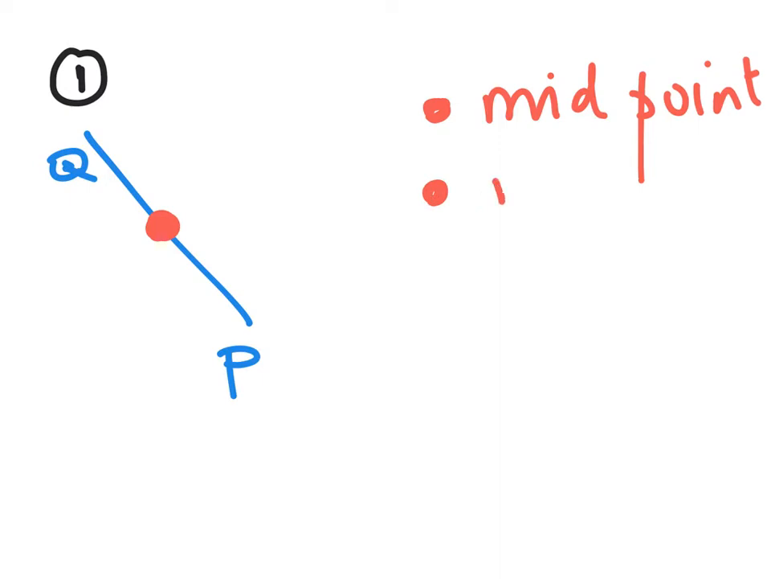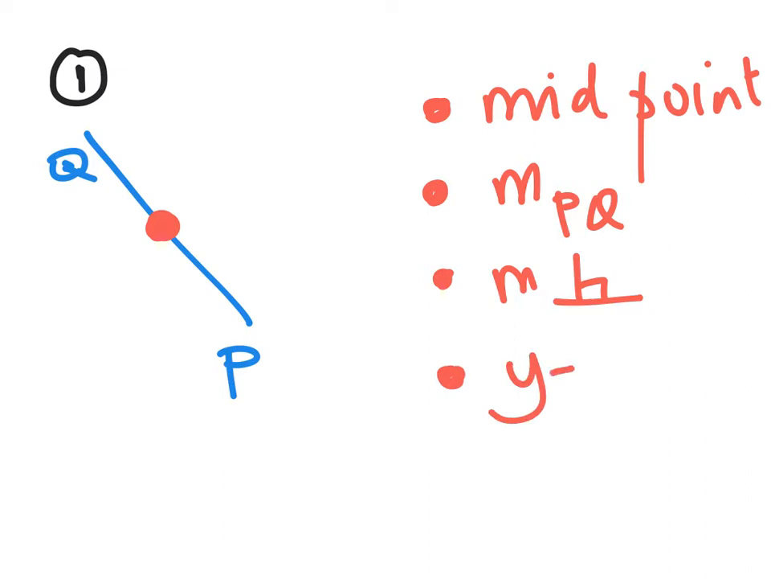Second thing we need to do is we need to find the gradient of PQ. Third thing is then find the perpendicular gradient. And then lastly, the fourth thing, use the midpoint and the perpendicular gradient in the formula y minus b equals m(x minus a), and that will give you the red line.